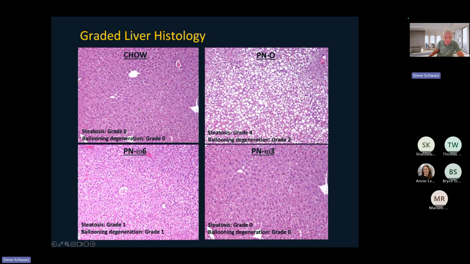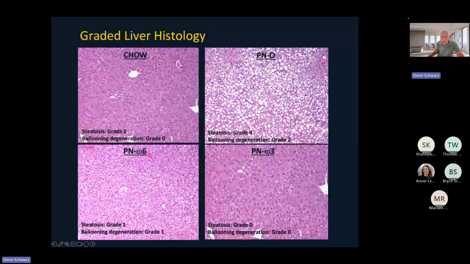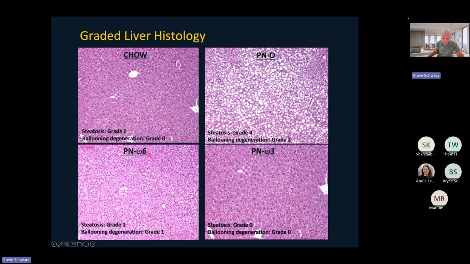Compare this to the chow-fed animals. There still is a lot of fat here. Most of the fat you see here is intracellular. This is a good example right here. All the clear stuff around the nucleus is fat. Here you have both intracellular and extracellular fat. And finally, in the omega-3 parenterally fed group, getting parenteral nutrition plus omega-3 fatty acids parenterally, note that there's no difference between that and the chow-fed animal.